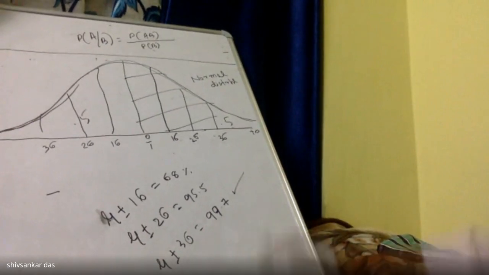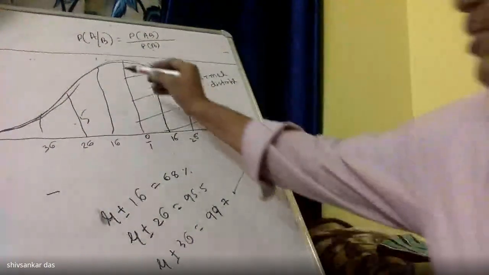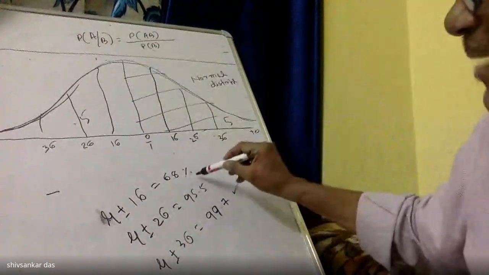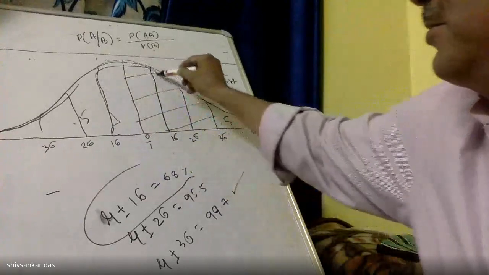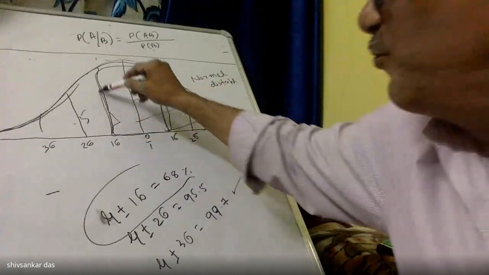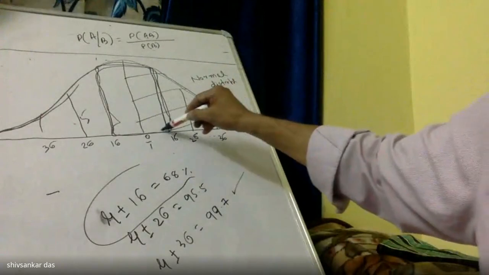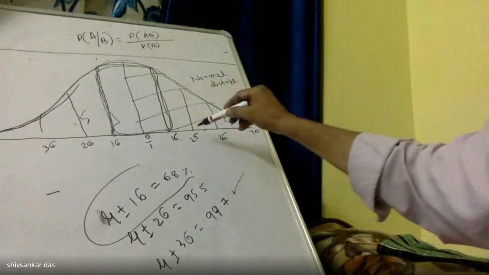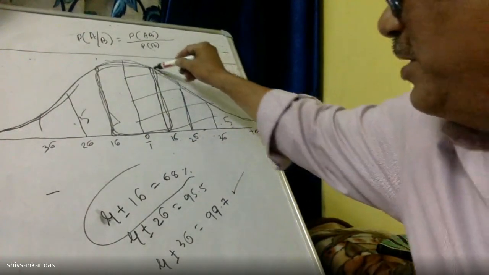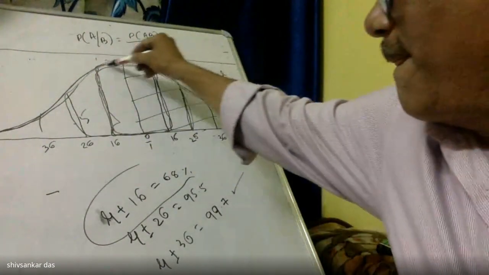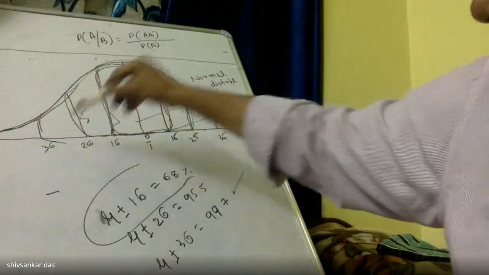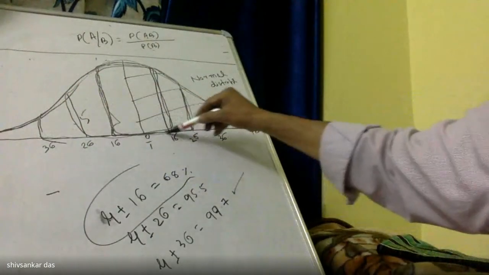Most of the students, 68%, will be in this area. 68% students, or score, or whatever it is, will be in this area. 95.5% people will be in this area. Samples will be in this area. And 99.7% samples will be in this area.